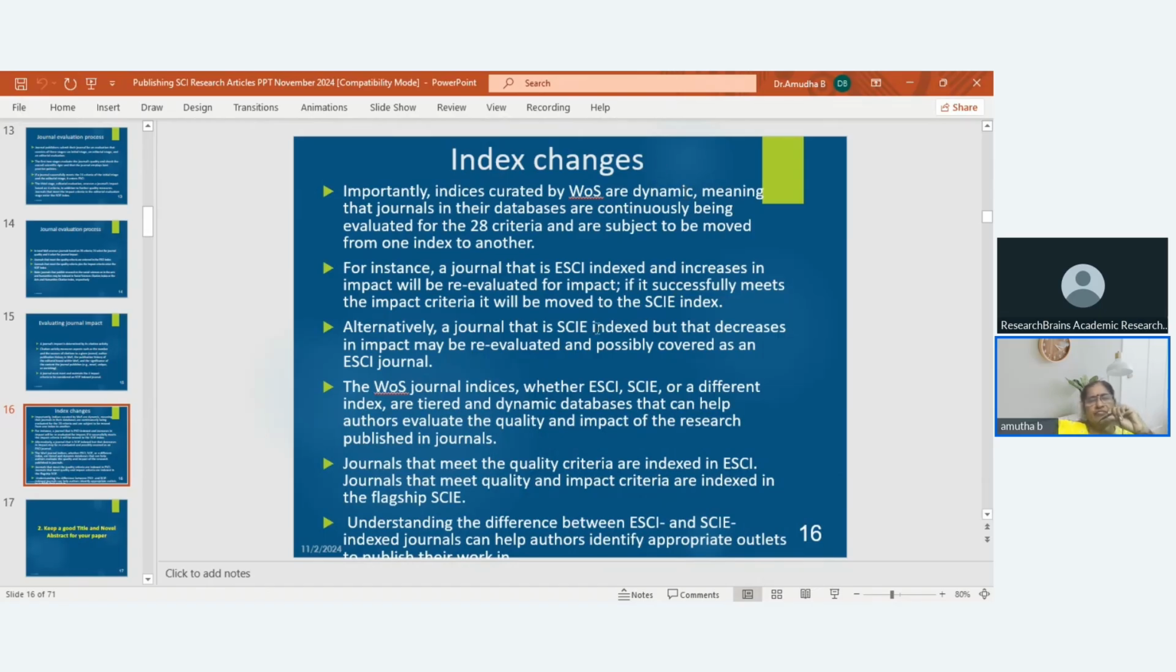SCI, SCIE, and ESCI, the differences. First of all, SCI is Science Citation Index. SCIE is Science Citation Index Expanded. So SCI and SCIE are almost one and the same. Since it is expanded, the SCI papers which are already published are made available on hard disk, somewhere being kept safe. And now, instead of CDs, SCIE keeps everything online. That is the major difference, nothing more than that. Whereas ESCI, as I told you, comes under WOS, Web of Science journal indices, and it does not have that much quality in comparison with SCI or SCIE.